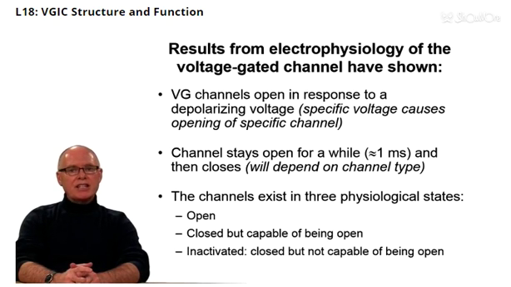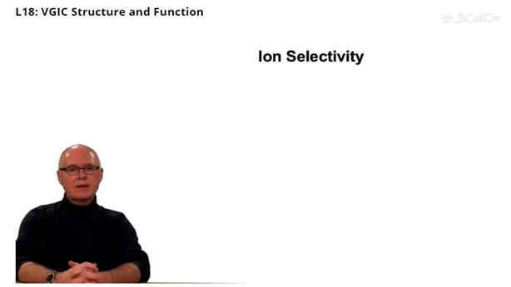Overall, the voltage-gated channels result in 3 conformational states: open, closed but capable of opening, and inactivated, which is closed and unable to open. The name of each of the voltage-gated channels indicates that although there's a fair amount of homology within the superfamily, in fact each channel is selective for one ion species over another.